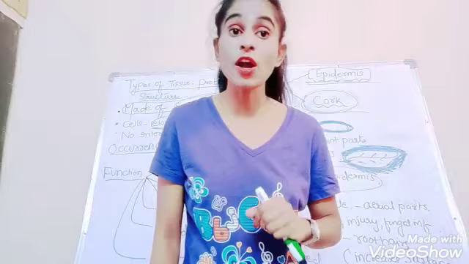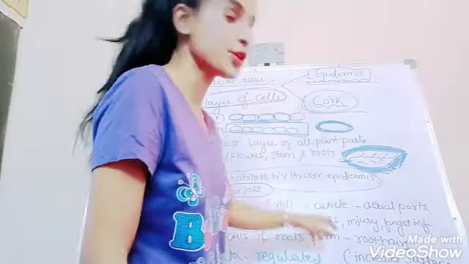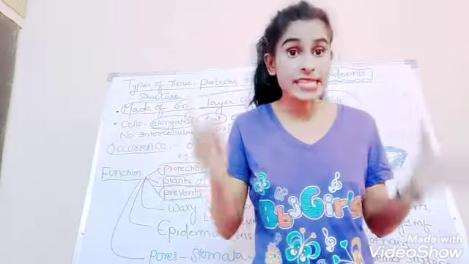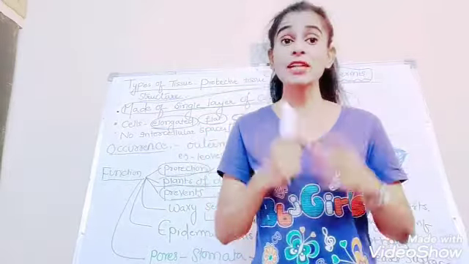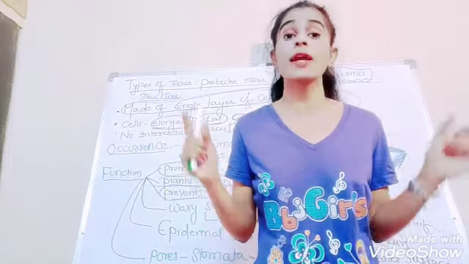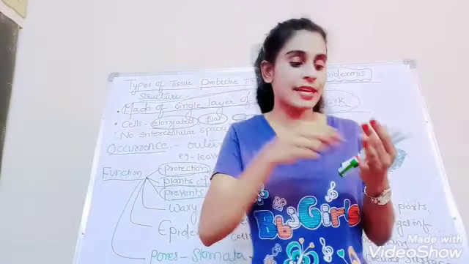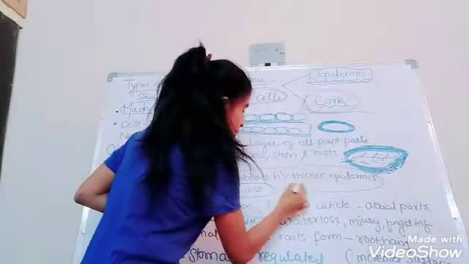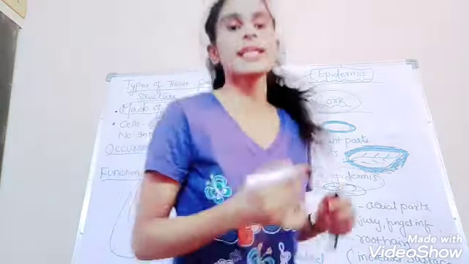Yes, what is it called? It is called cutin. That waxy substance is called cutin. Yes or no? So the desert plants produce a waxy substance, and that waxy substance is called cutin. And when the cutin forms a layer, suppose this is cutin, when the cutin forms a layer, then it is called cuticle.